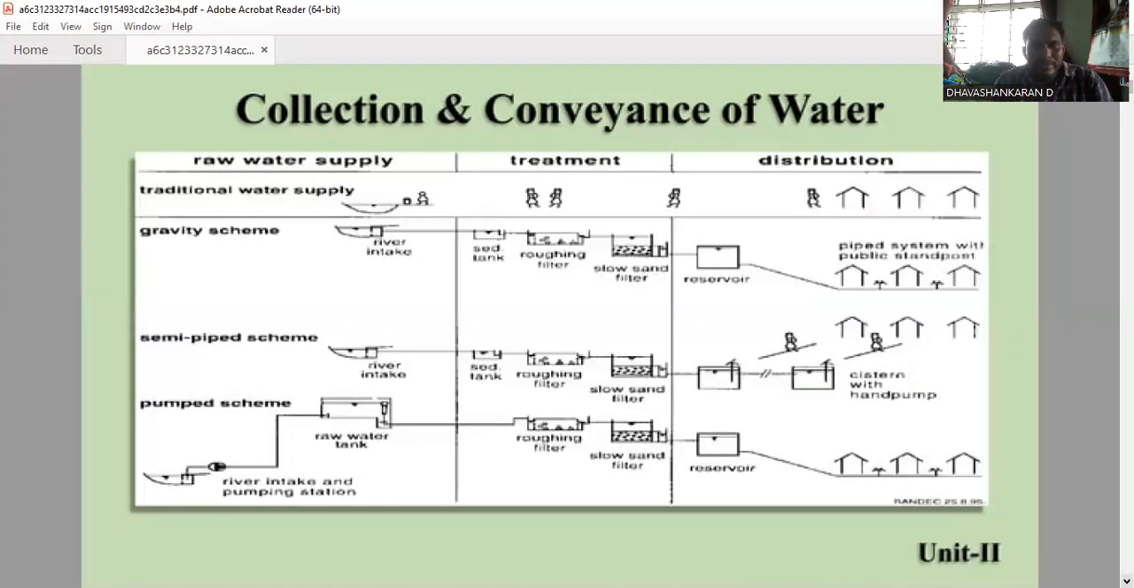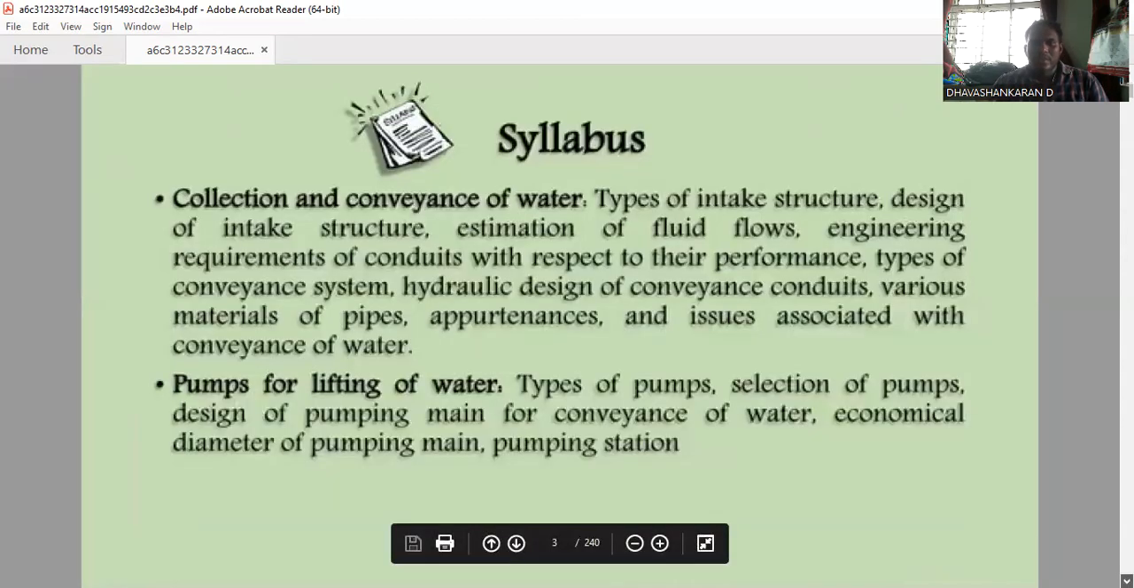First one, raw water. It means water that has not undergone any kind of treatment. It can be taken directly from a lake or river, and it is not treated. Such kind of water is called raw water. So first one is the gravity scheme, then the semi-piped scheme, then the pumped scheme. From that scheme we move to the treatment, and after conducting a few treatments, we can distribute the water for public use.